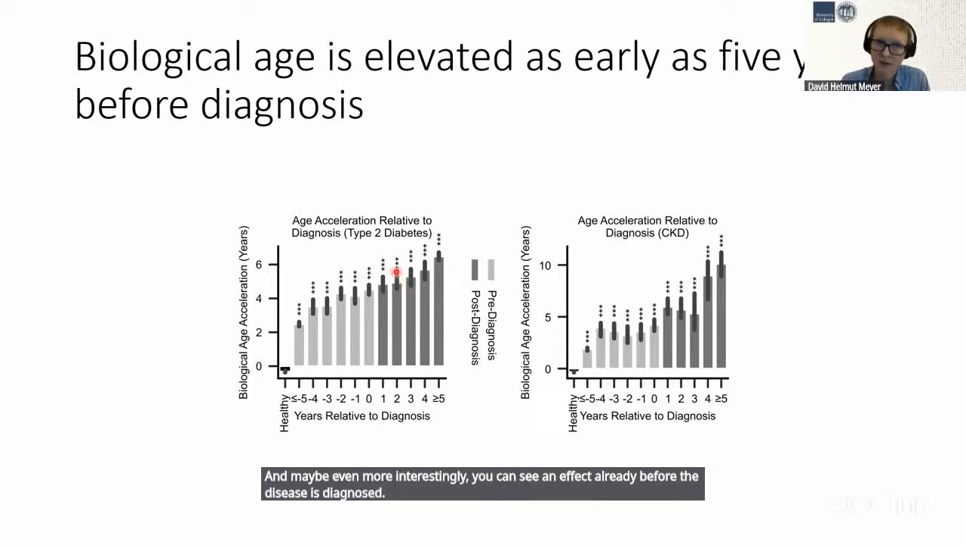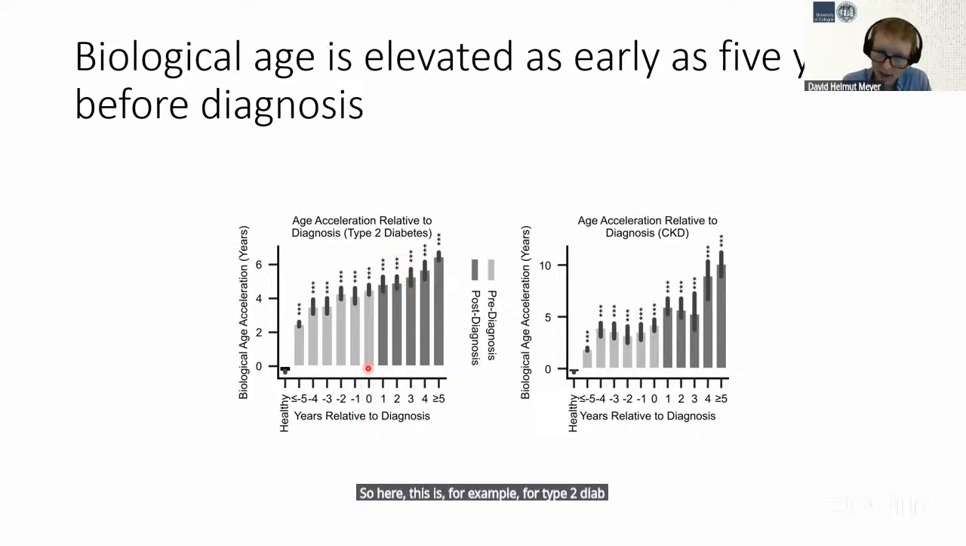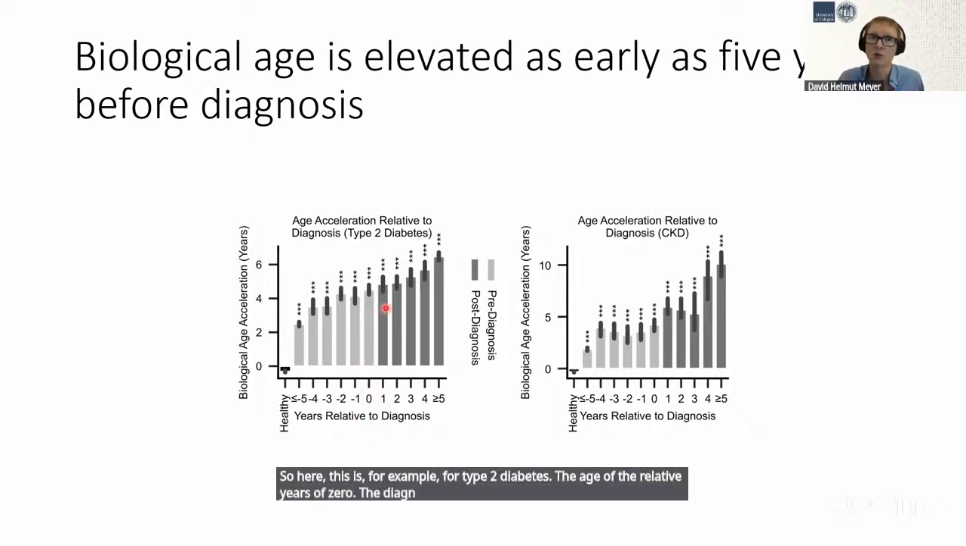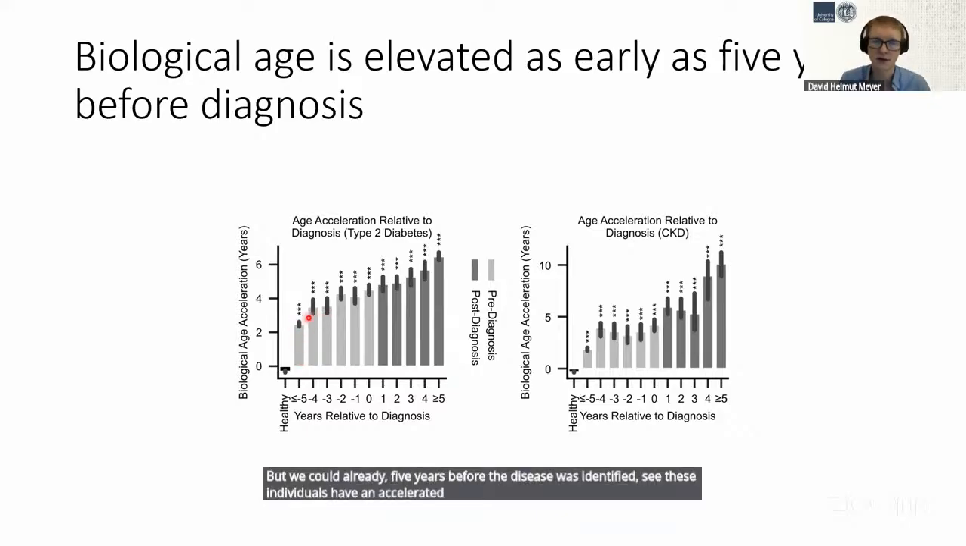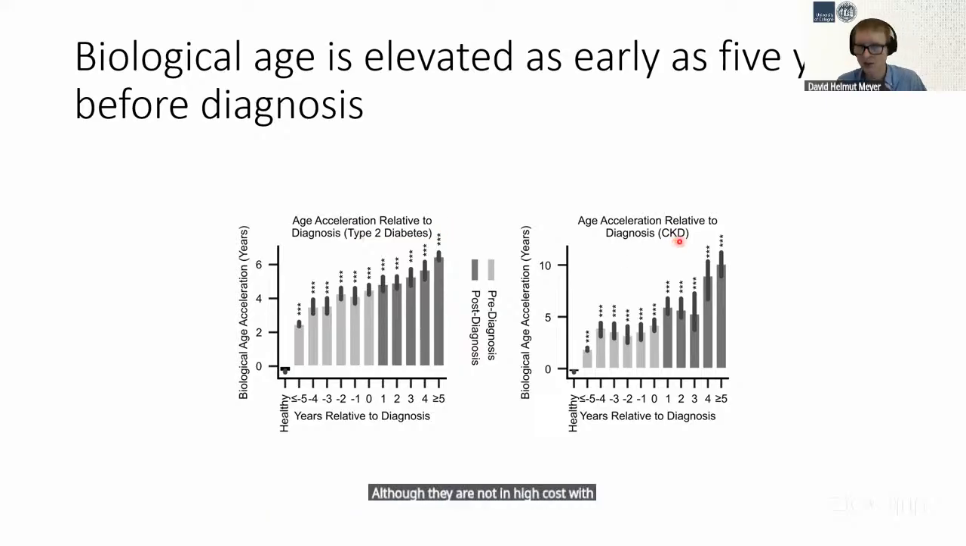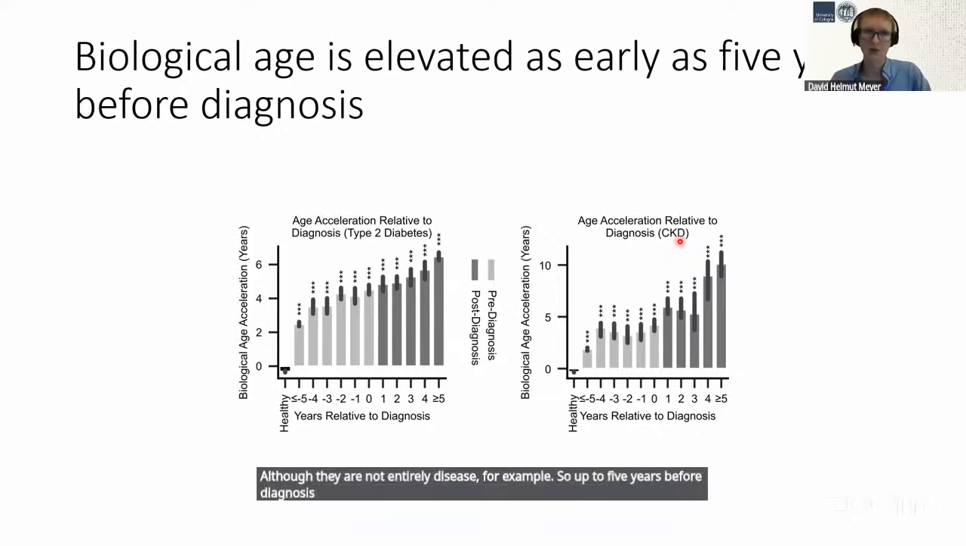So here, this is, for example, for type 2 diabetes. At the age here of the relative years of 0, the diagnosis was done. So this is longitudinal follow-up data. But we could already 5 years before the disease was identified see that these individuals have an accelerated aging. So these individuals are 2 years older than healthy people, although they are not even diagnosed with diabetes or kidney disease, for example. So up to 5 years before diagnosis happens, we already see an elevated age.